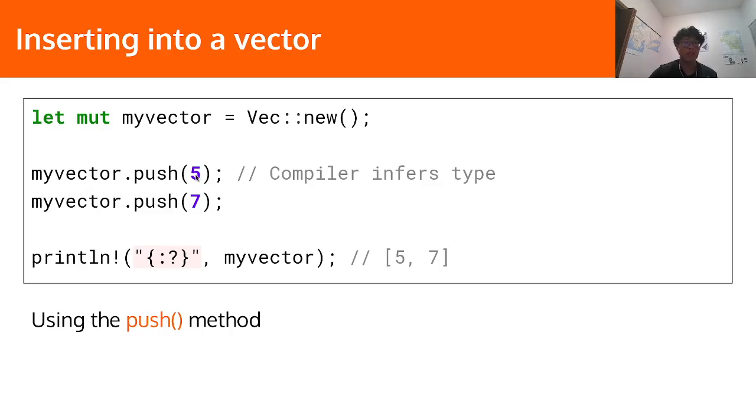So here it will insert the element 5 into the vector, it will insert the element 7. So actually when I print the vector out here, it will look like this: 5, 7.